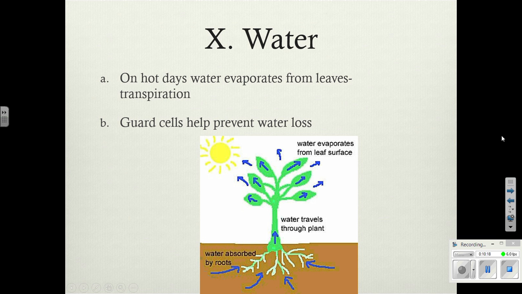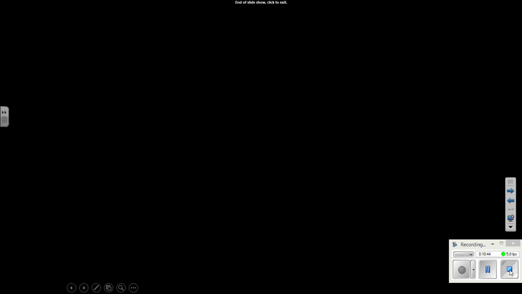For the plant, it has to have water to do photosynthesis. On really hot days, water likes to evaporate from the leaves of plants. That's called transpiration. It's part of the water cycle. We did that way back in Unit 3, the ecology unit. Again, we need those guard cells protecting the stomata to make sure we don't lose water out those little openings on the underside of our leaves. All right, and that ends section 4 notes.